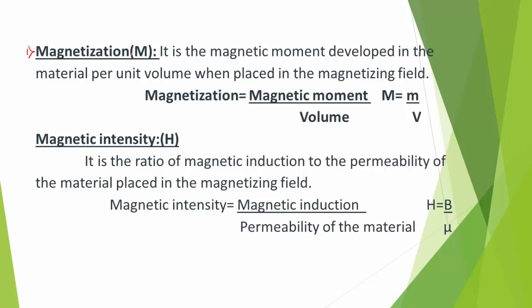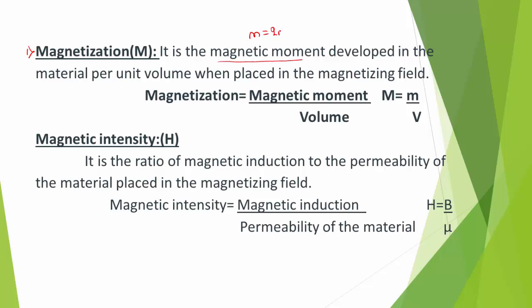Magnetization is mathematically denoted by the symbol M. The degree to which a material is magnetized when placed in the magnetizing field is called the intensity of magnetization, or magnetization, or the magnetic moment per unit volume of the substance. The magnetic moment per unit volume of the substance is called magnetization.